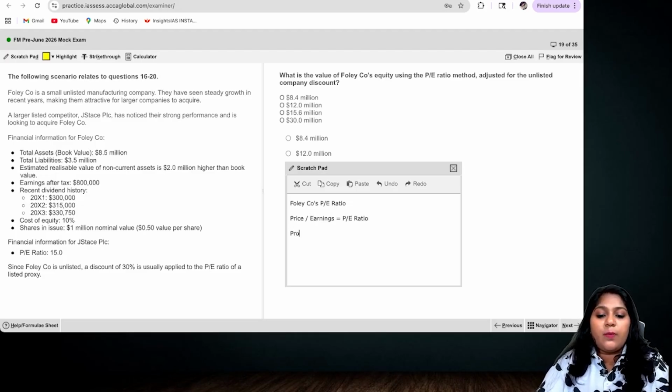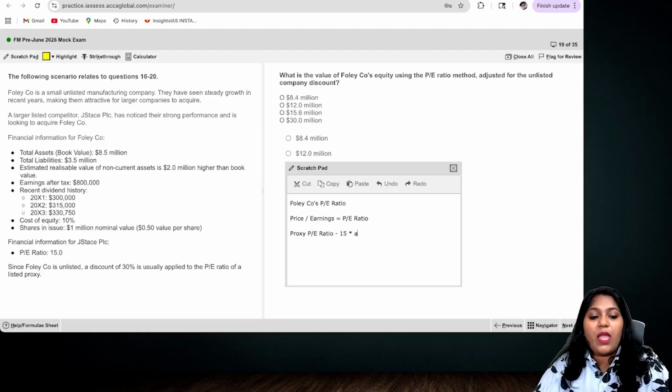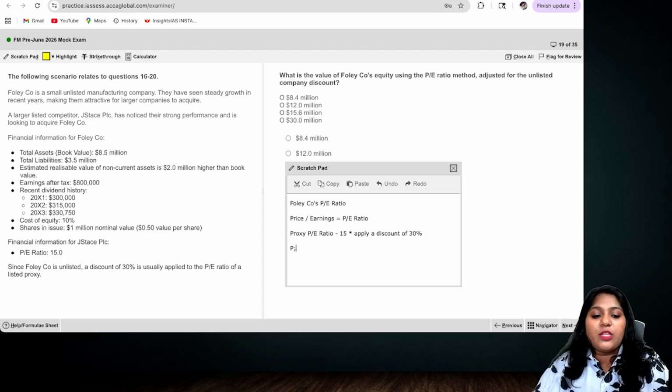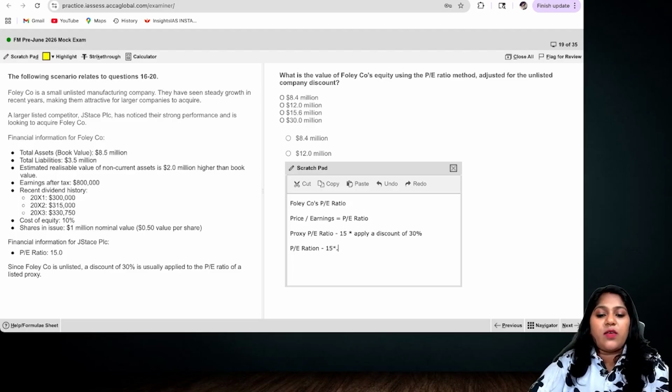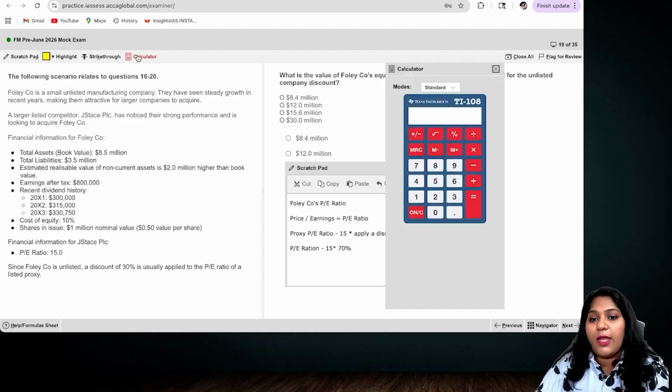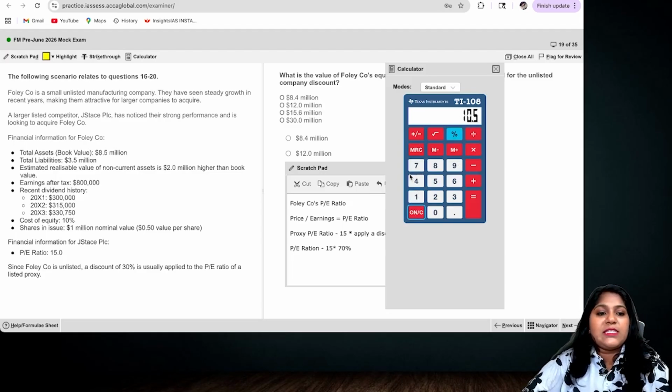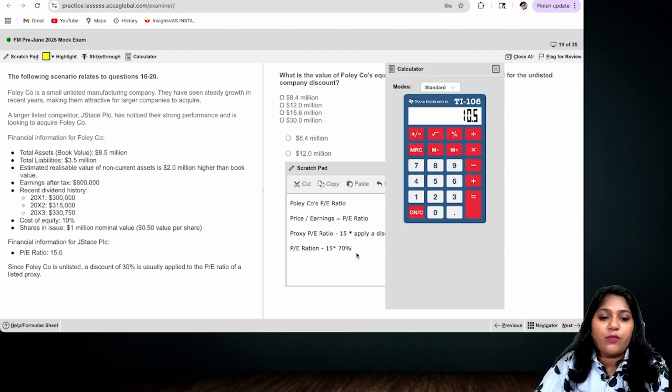Now, we have a proxy PE ratio. What is the proxy PE ratio that we have? That is nothing but 15. But to this, apply a discount of how much? They have clearly said a discount of 30%. That means the PE ratio that I can use will be 70%. That is 15 into 70%. So how much is that? Use your calculator once again. 15 multiplied with 70%. So 10.5 is what you have to go ahead and use.